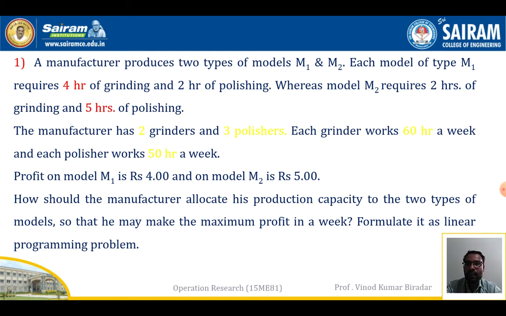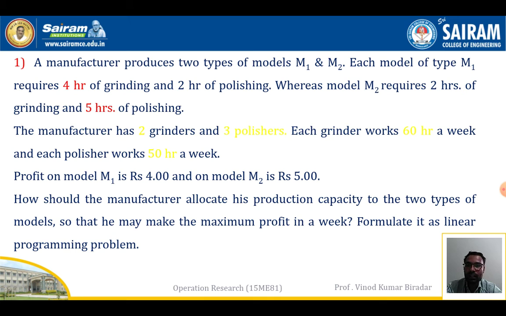It is given that a manufacturer produces two types of models, M1 and M2. Each model of type M1 requires 4 hours of grinding and 2 hours for polishing, whereas model M2 requires 2 hours of grinding and 5 hours for polishing. Here there is one manufacturing company producing two models M1 and M2. For grinding, it requires 4 hours and polishing 2 hours for model 1, and similarly for model 2, it requires 2 hours for grinding and polishing is 5 hours.